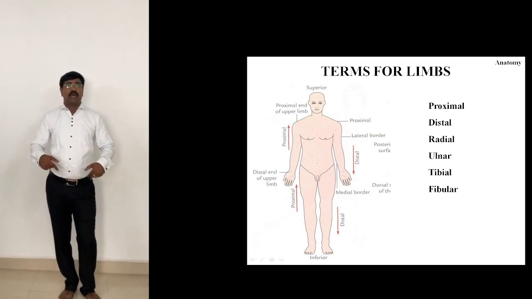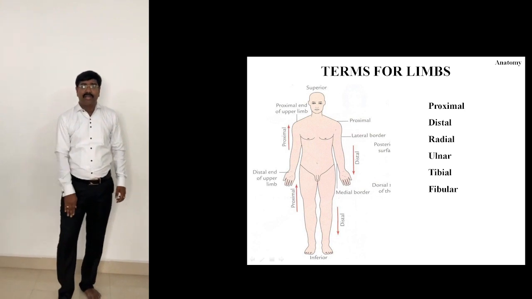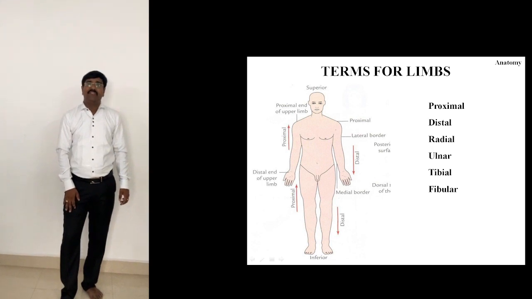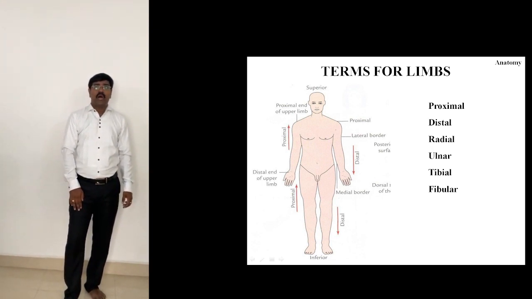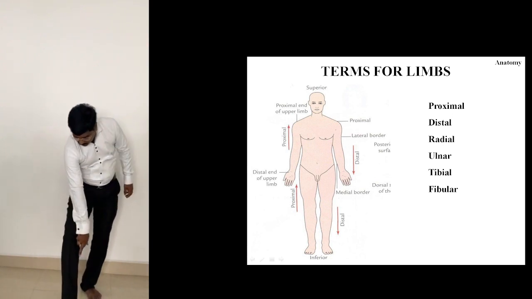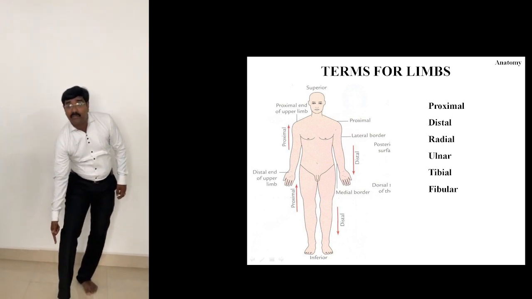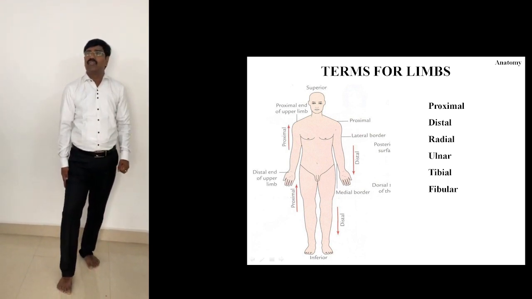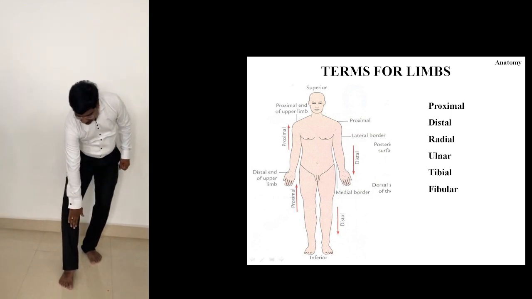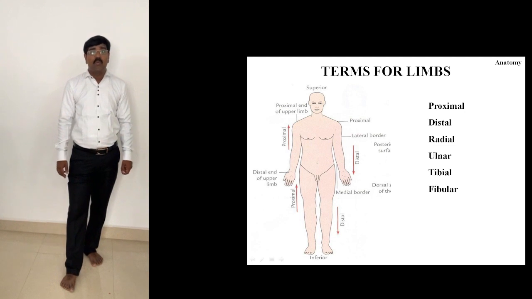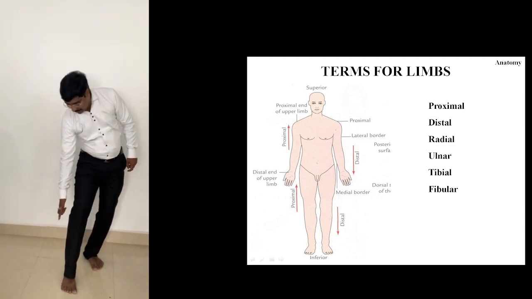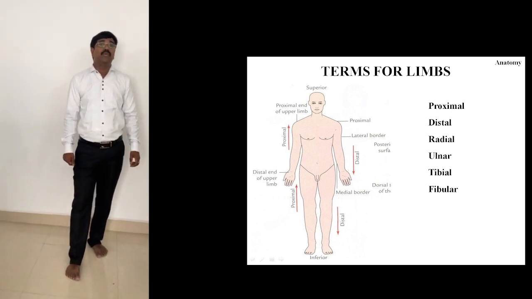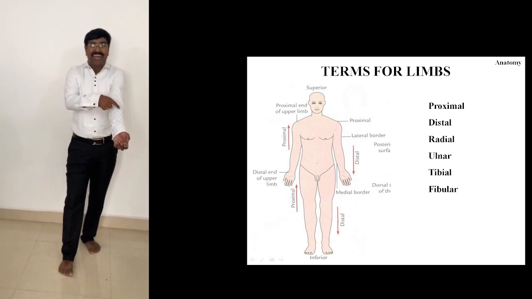Same terminology if I come to the lower limb. Now I am going to take my leg. Here it is made up of a bone called femur, F-E-M-U-R. When you see the leg, this is my medial side and this is my lateral side. Here I can call medial, here I can call lateral, because it is only one bone, the femur. But in the leg, the medial side is made up of the tibia bone, T-I-B-I-A. The lateral side is made up of the fibula, F-I-B-U-L-A. So tibia and fibula, same as radius and ulna.